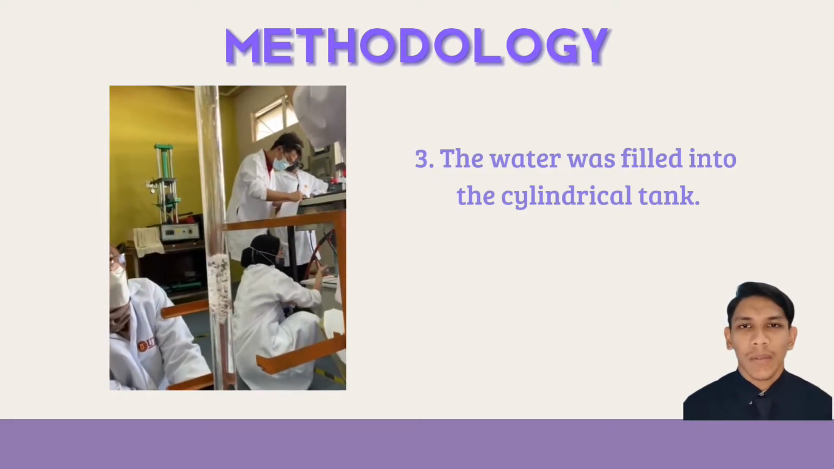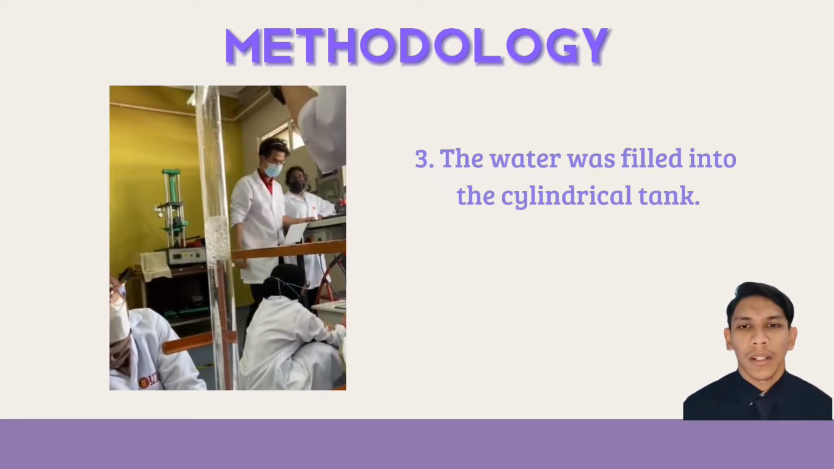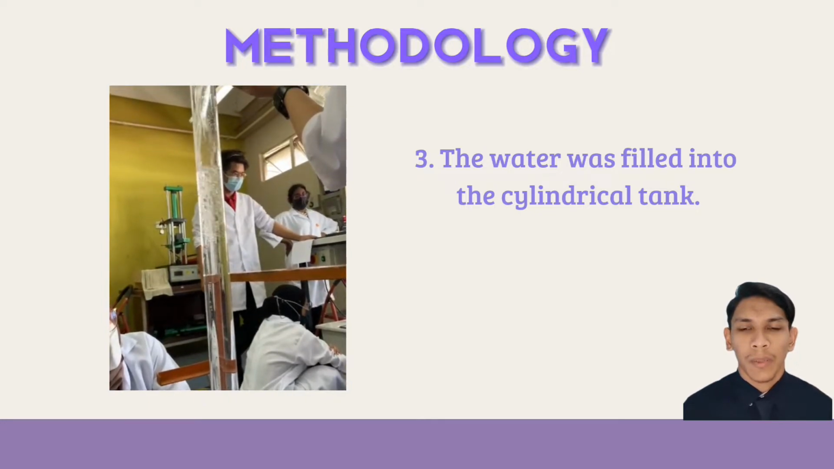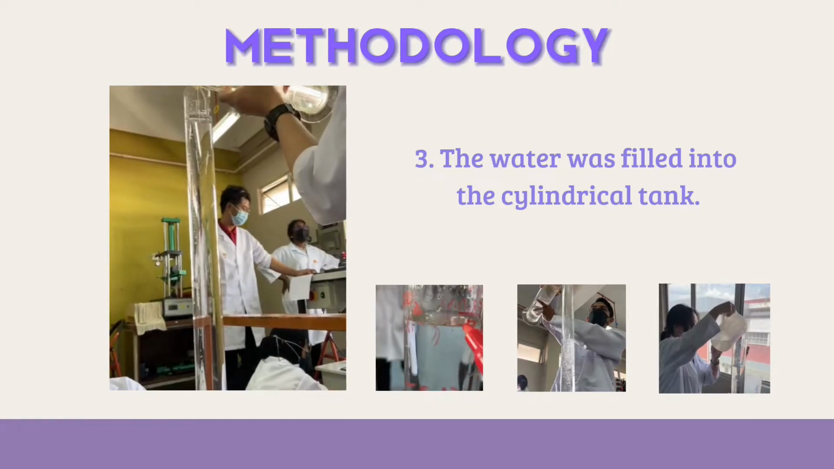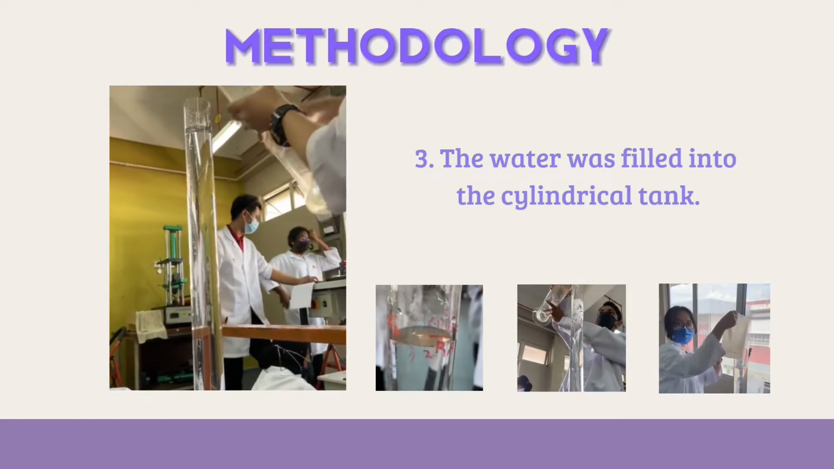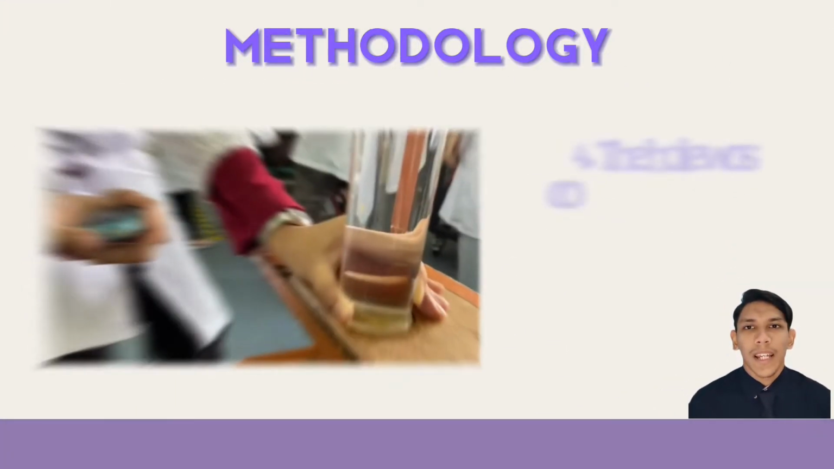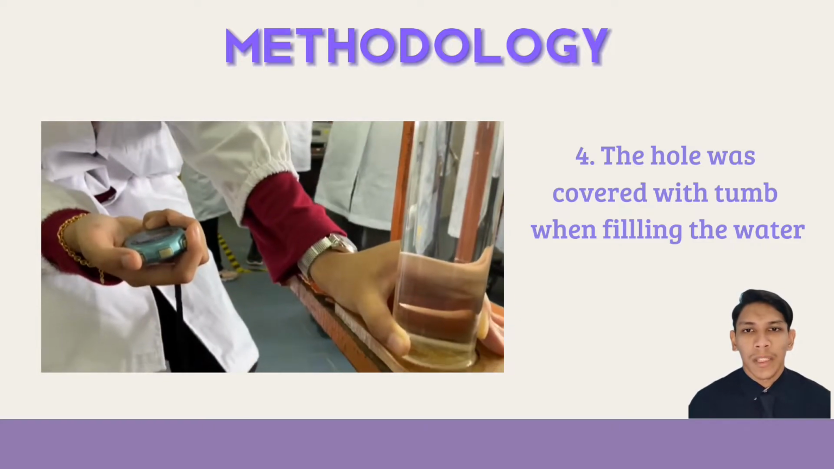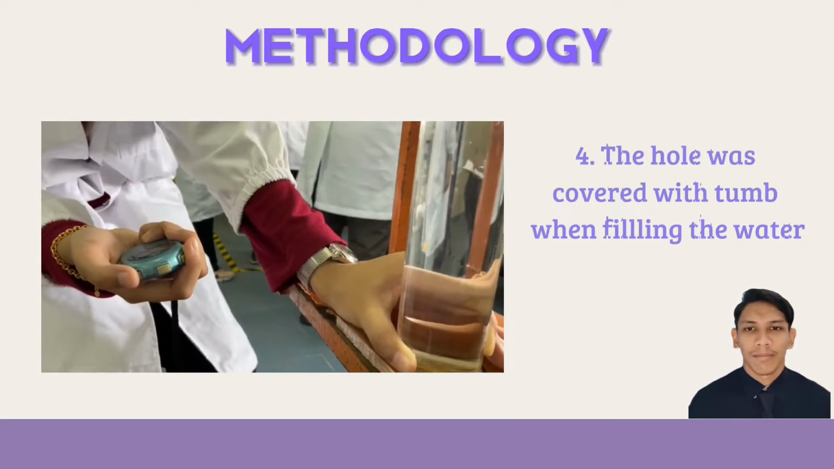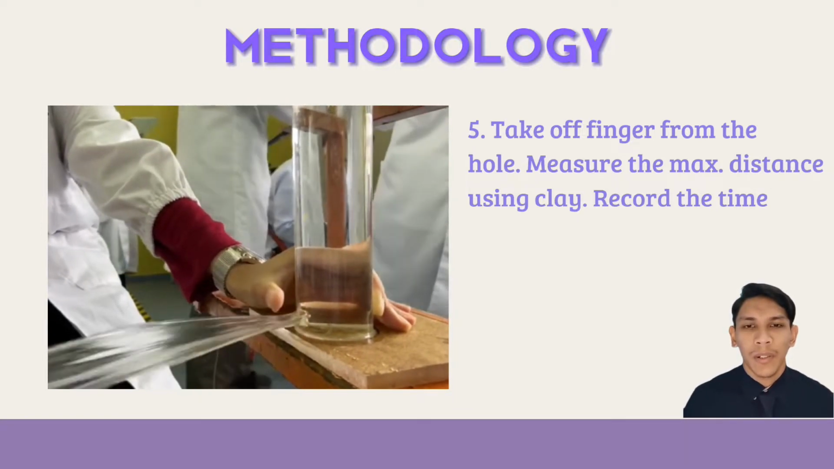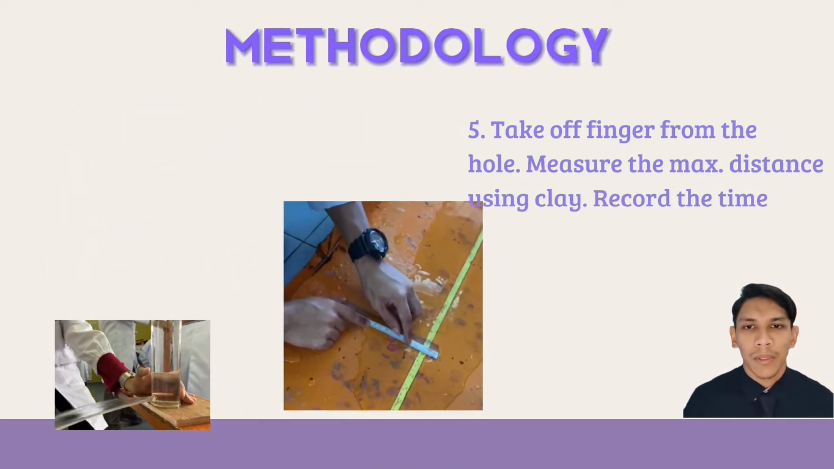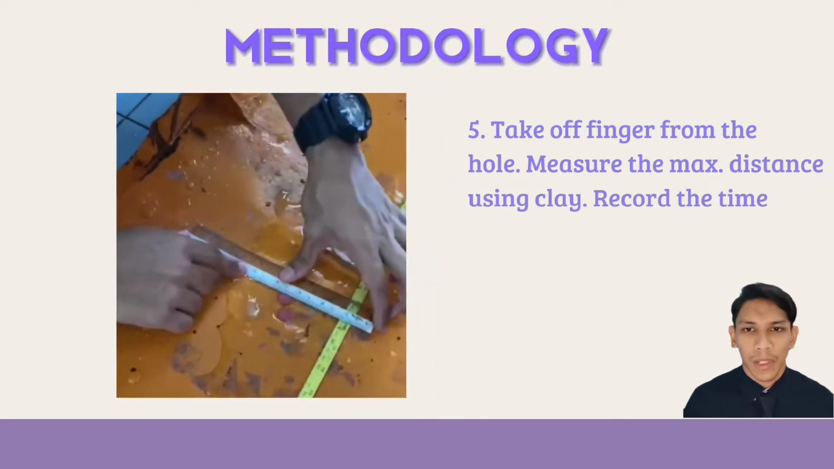Next, the water was filled into the cylindrical tank. We started with a volume of 1.5 liters of water. The hole at the cylindrical tank was covered with a thumb when filling the water. After that, take off the finger from the hole and the maximum distance was marked using clay and time was recorded.